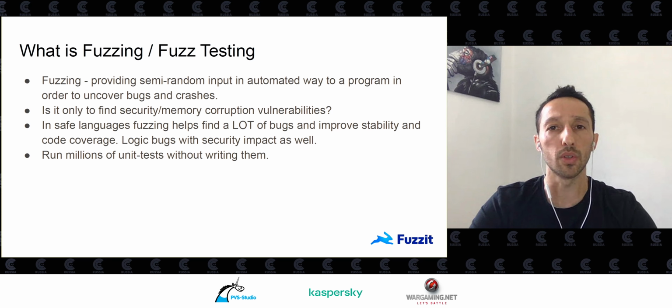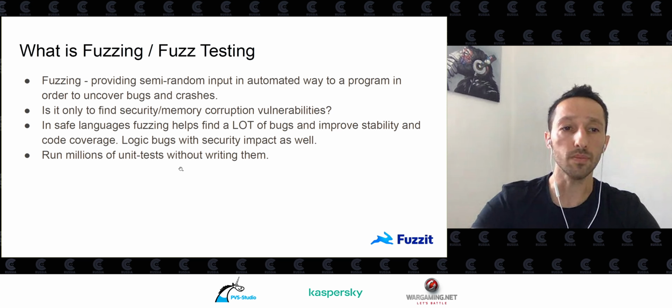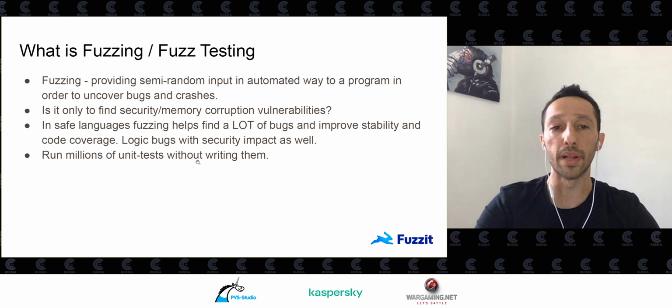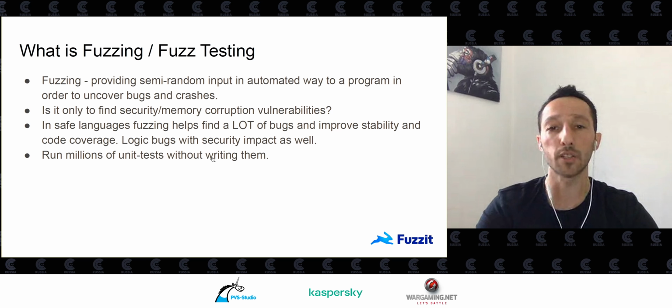But fuzzing was also introduced into many safe languages like Golang, because you can also find stability issues, and you can even find logic bugs and logic security bugs. So we'll talk about how to find logic bugs in your C++ code, and not only memory corruption bugs like heap overflow, stack overflow, etc. Essentially, fuzzing is a way to run millions of unit tests without actually writing them, which I think is pretty cool.